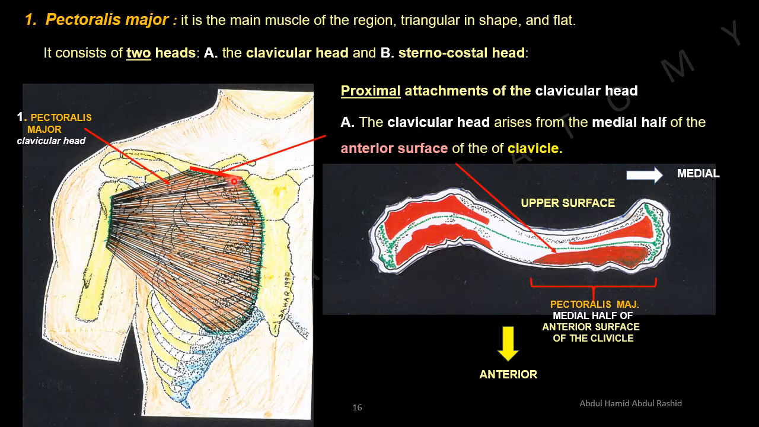of the clavicle. If you look at this diagram, this is the clavicle, looked at from above: medial end, lateral end, anterior border, posterior border. This is the medial half, this is the lateral half. This pectoralis major muscle, the clavicular head, is arising from the medial half of the anterior part of the clavicle.